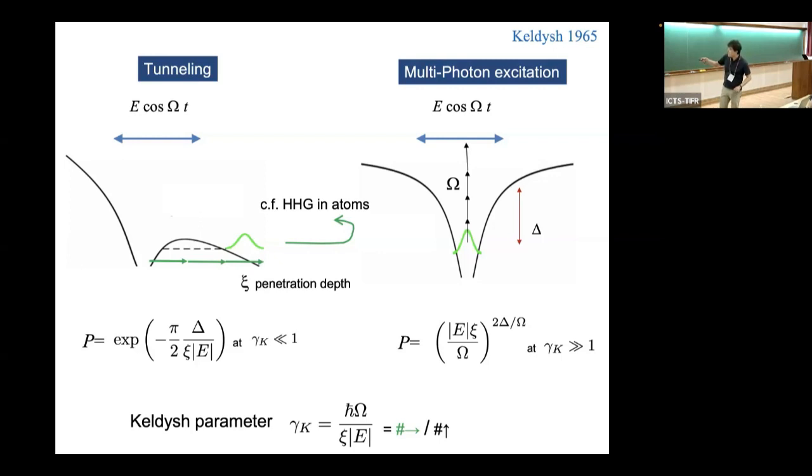So I had 3 arrows in this way, maybe 4 arrows going up. The ratio of those number of arrows is given by this, in this case, omega over Z E. This is known as the Keldysh parameter. If the Keldysh parameter is small, you're in the tunneling regime. If it's large, you're in the multi-photon regime, which is more or less in the Floquet picture.